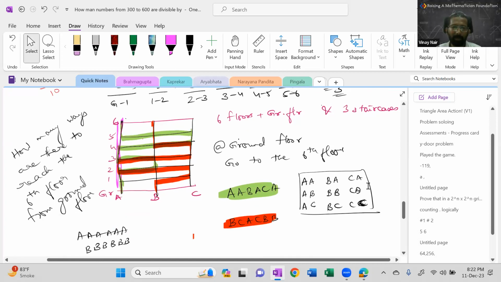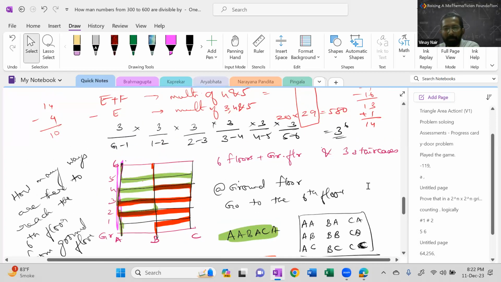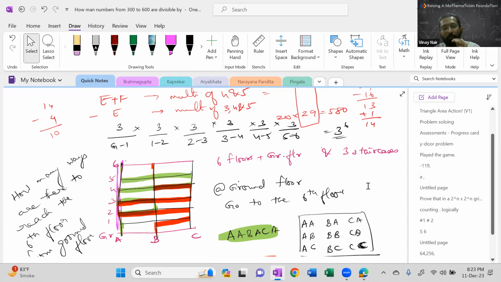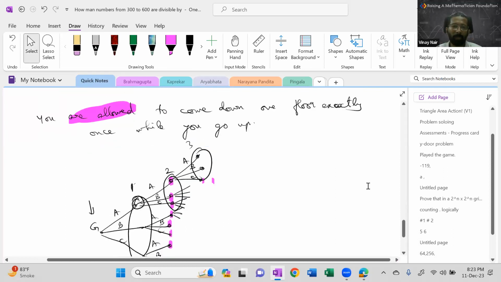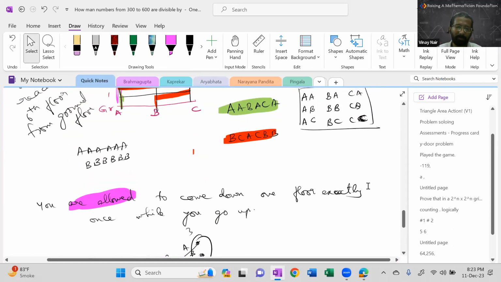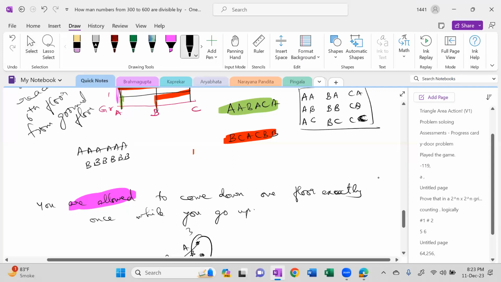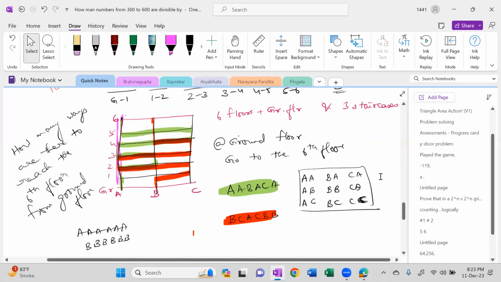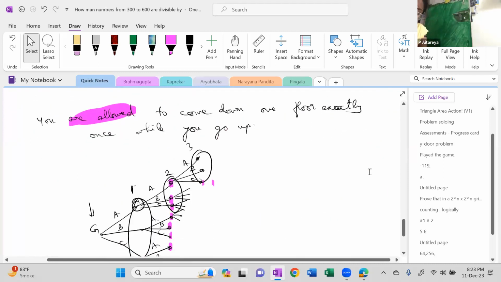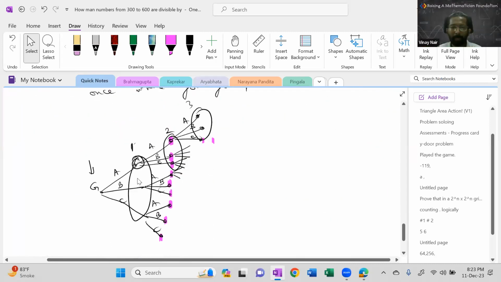Right? So there are 3 power 6 ways, listen carefully to this, 3 power 6 ways where you will go to the 6th floor without coming down. Sir, I did not understand how you reached 3 power 6. Sure. Did you understand this diagram?